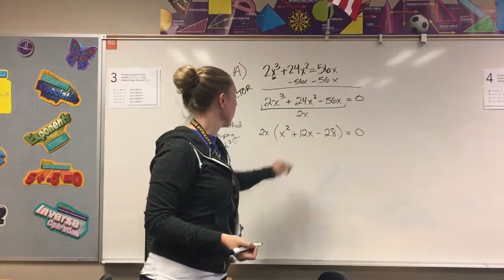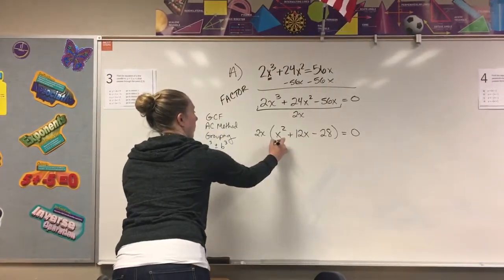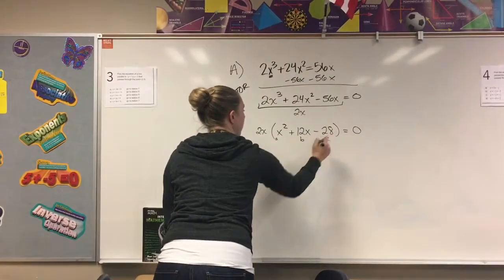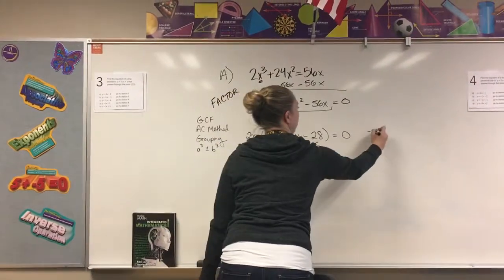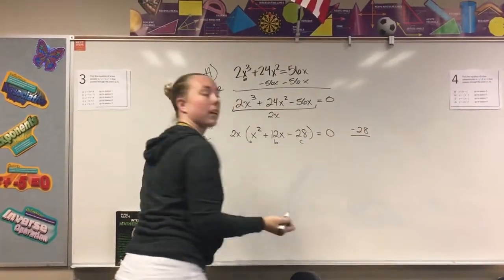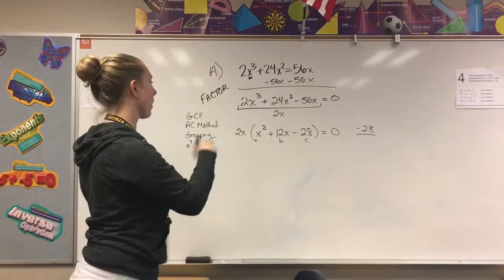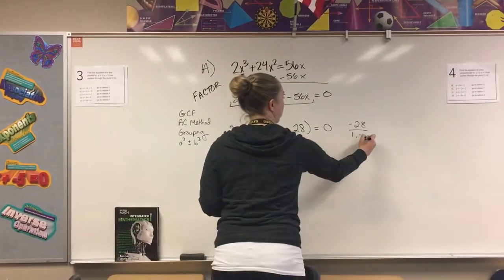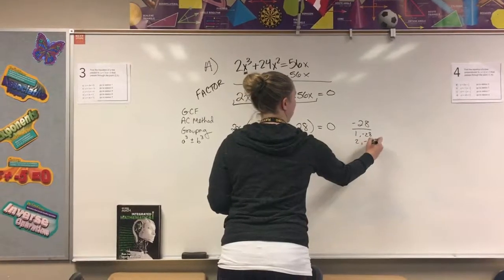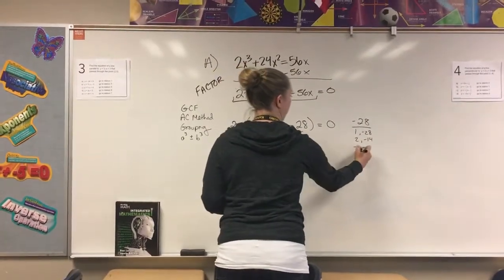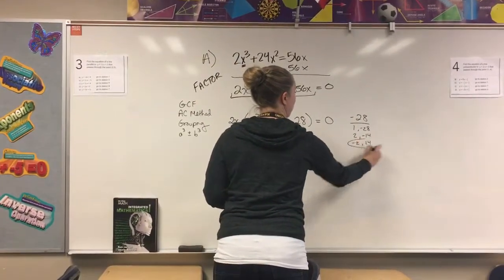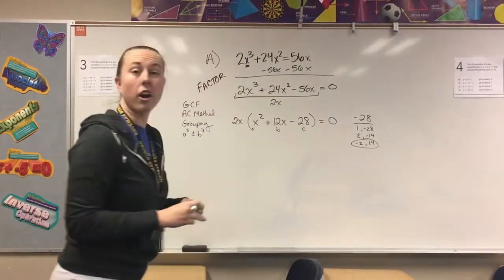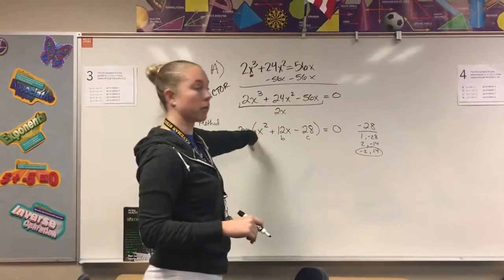So this is even, so we're going to label it A, B, C. A times C is negative 28. And we have to think of things that multiply to negative 28 and add up to 12. So I'm thinking 1 and negative 28, 2 and negative 14. Ooh, how about negative 2, 14? We are allowed to use our shortcut because the A is equal to 1.